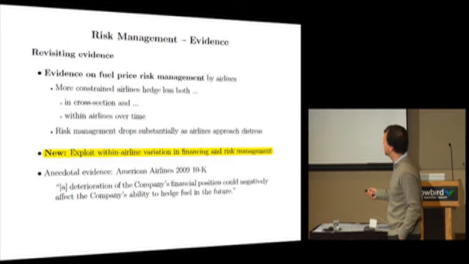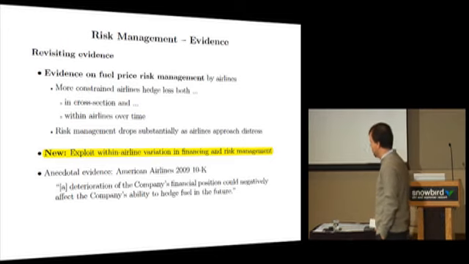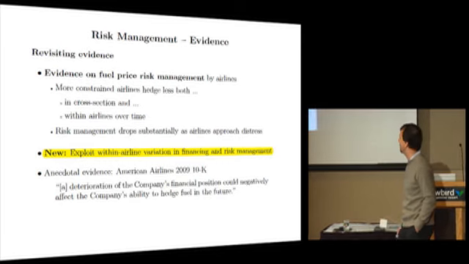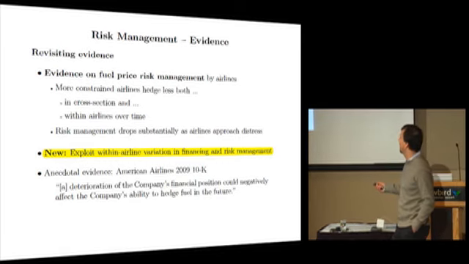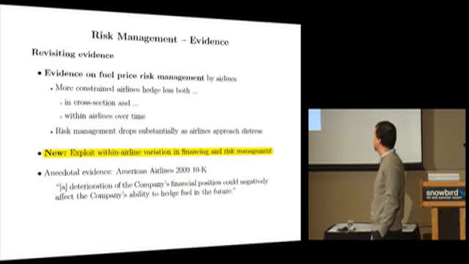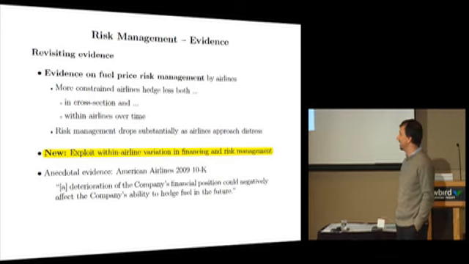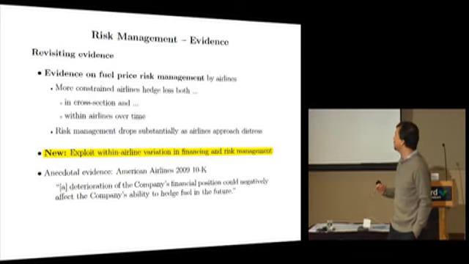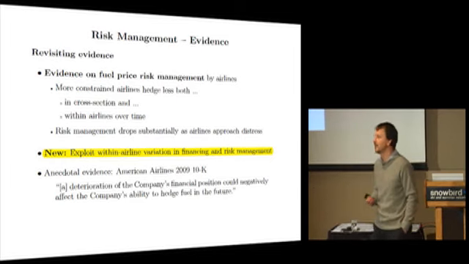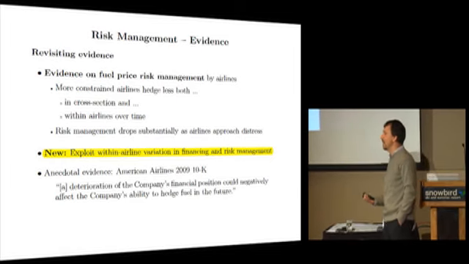We'll also give a bunch of anecdotal evidence that is consistent with the line of thinking in our models. In particular, for example, if you look at American Airlines, they say in their 10-K that a deterioration of the company's financial position could negatively affect the company's ability to hedge fuel in the future. That's exactly the kind of concern that the firms in our models will face.